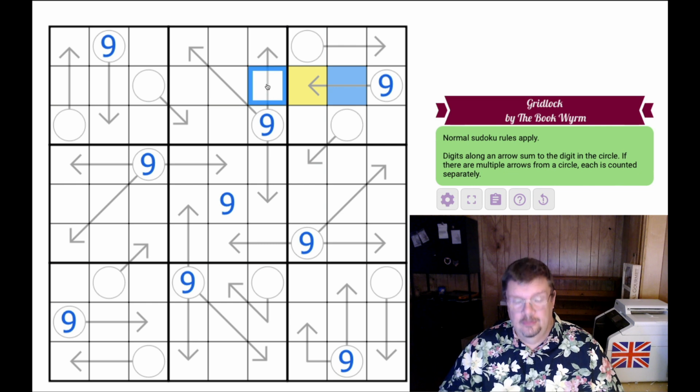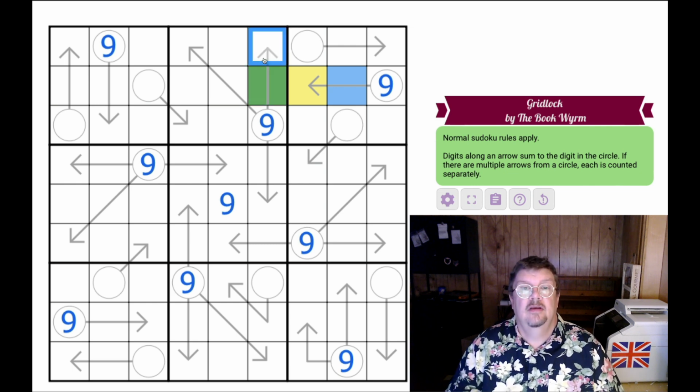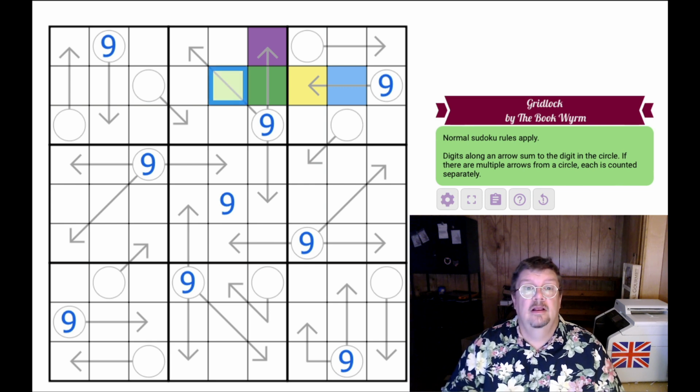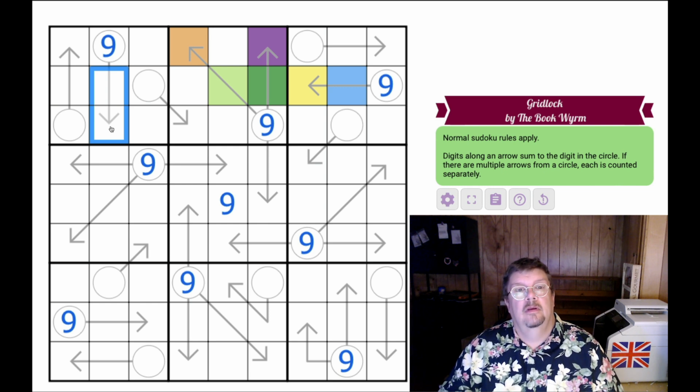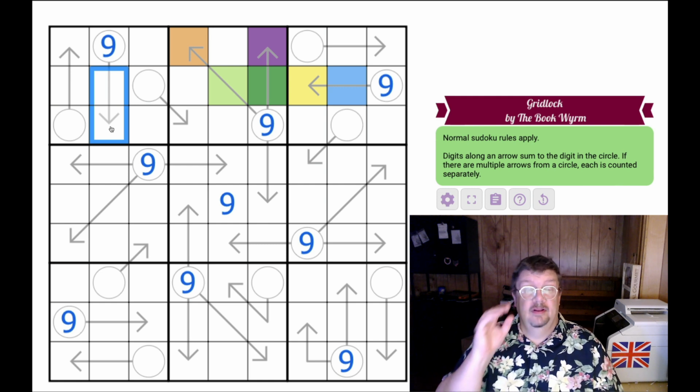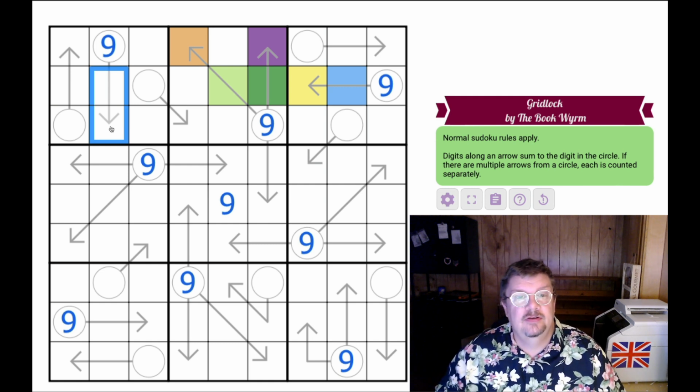So let's go and colour those. Let's give that green, dark green and purple, and this one can be light green and orange. And the question is, is this the 4th 9 sum? Can I prove that it's the 4th 9 sum? Or can I prove that it's not the 4th 9 sum? Because that would have some interesting implications too.